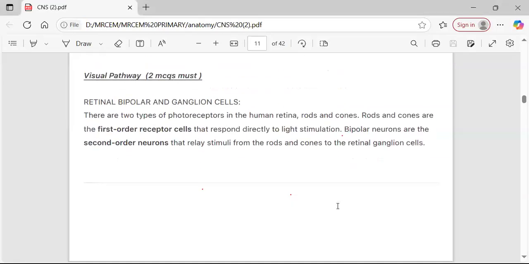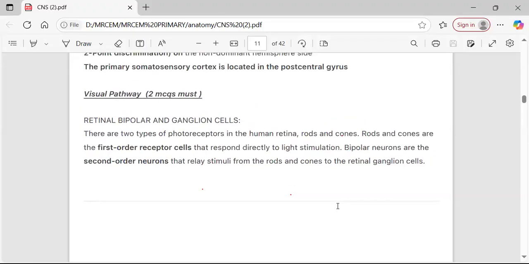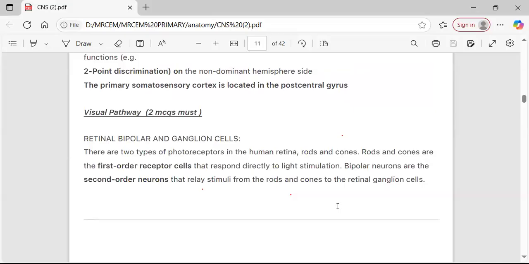Next is the visual pathway. There are 2 to 4 MCQs that are a must from the visual pathway. If we include the eye movement, it will be 4 to 6 MCQs. That's why it's very important.